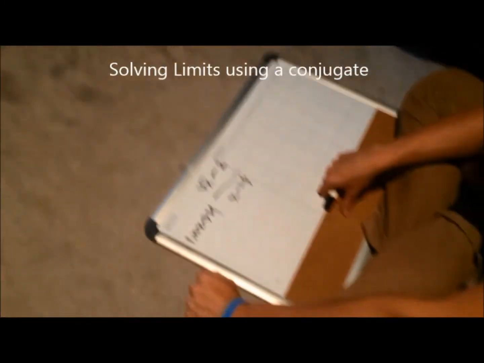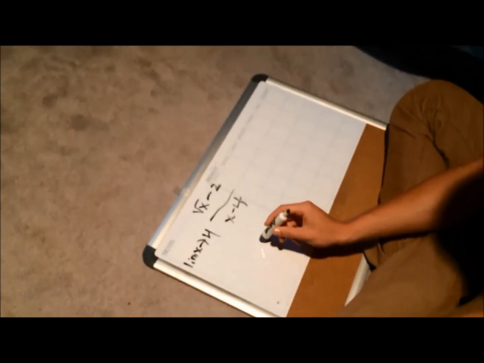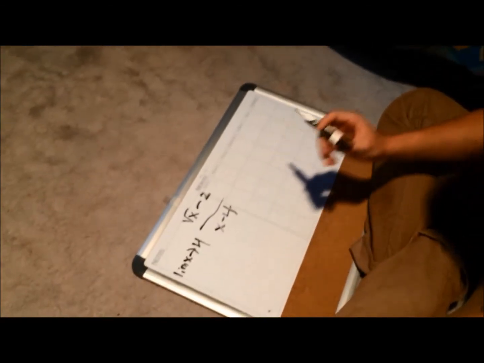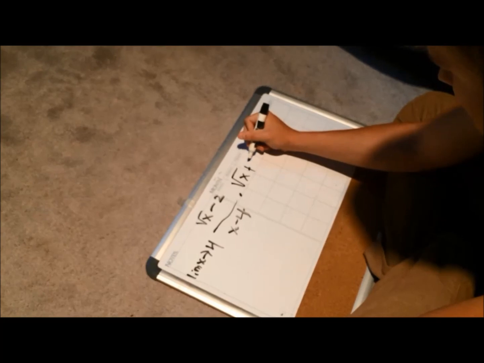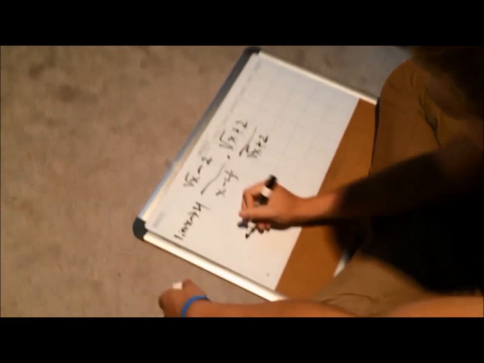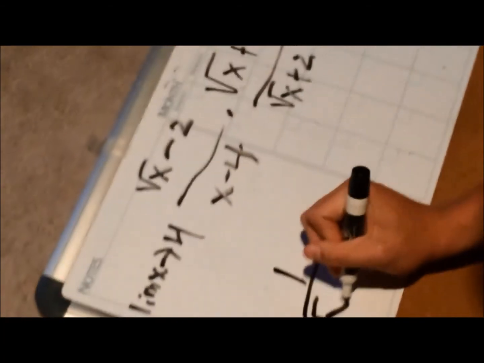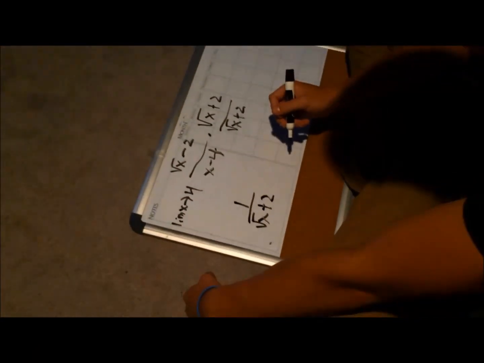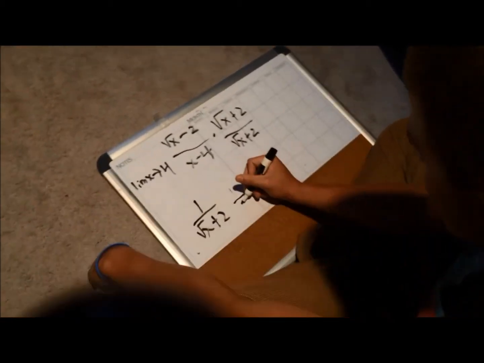For the conjugate rule here, what we have to do, because if you plug x in directly, you're going to get a 0 in the denominator, and that's a vertical asymptote, and that's not happening. So you have to multiply it by the opposite here, which is going to be the square root of x plus 2 over the square root of x plus 2, which is going to give you, because I don't want to show all the in-between stuff because everyone knows how to FOIL, 1 over the square root of x plus 2. And then when you plug that in, you're going to get 1 over 4.